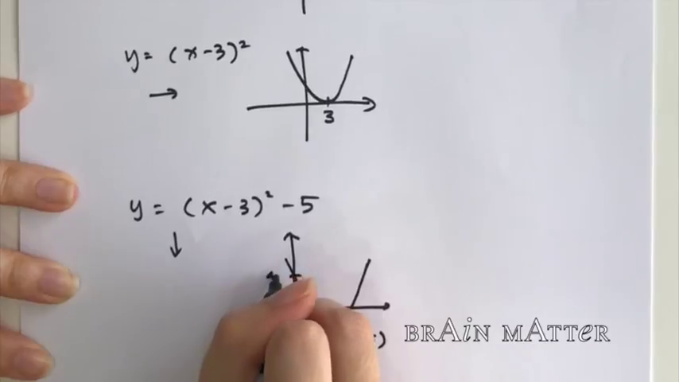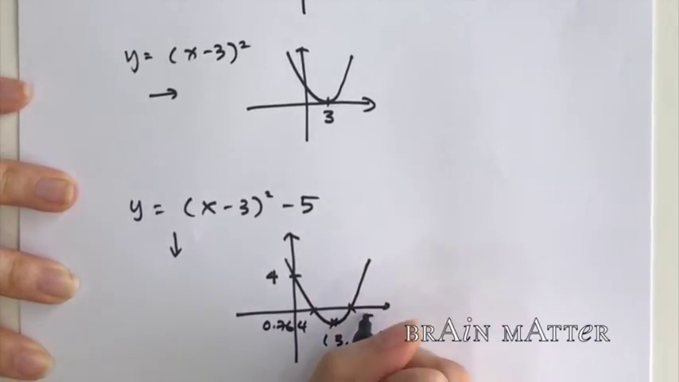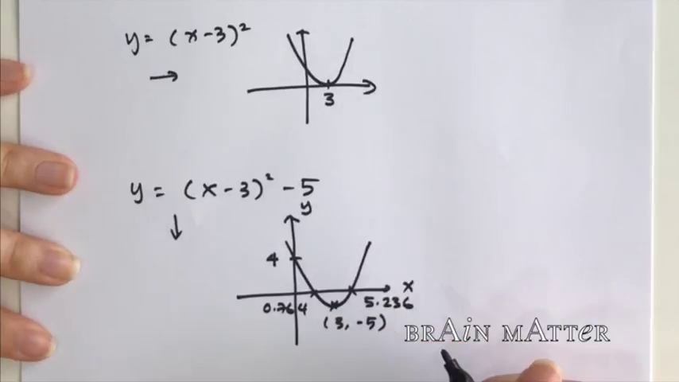Okay, this is 4. Remember the y-intercept, when x equals 0, y equals 4. Then after that, we have the x-intercepts, 0.764, and here is 5.236. So here you go. This is the graph for the equation.